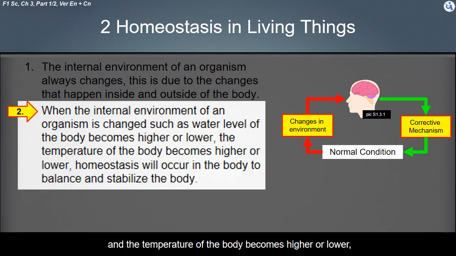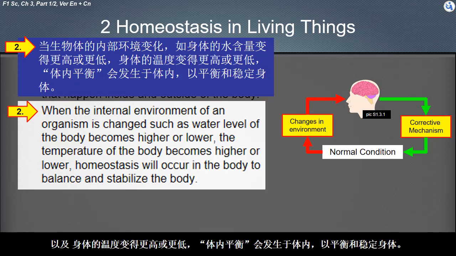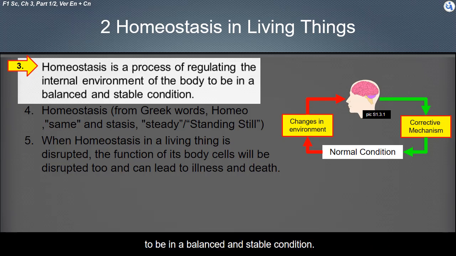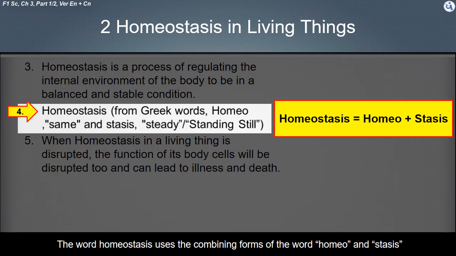When the internal environment of an organism is changed, such as the water level of the body becomes higher or lower, and the temperature of the body becomes higher or lower, homeostasis will occur in the body to balance and stabilize the body. Homeostasis is a process of regulating the internal environment of the body to be in a balanced and stable condition.